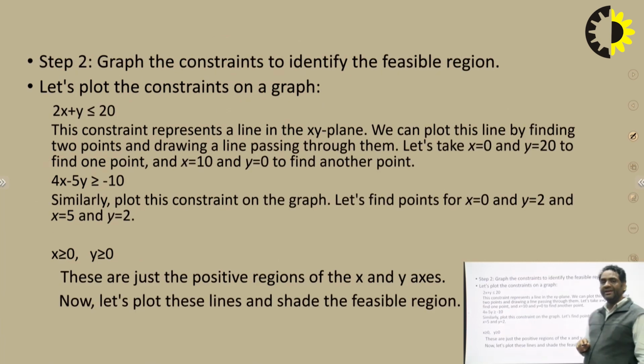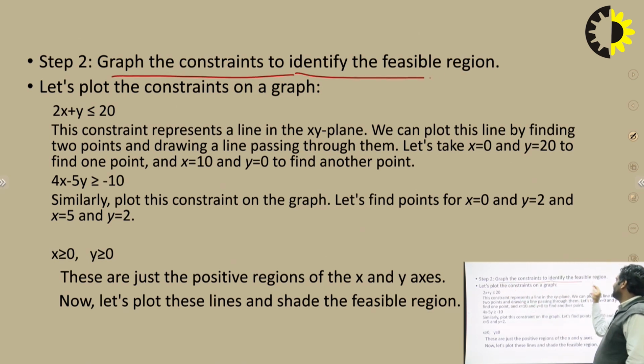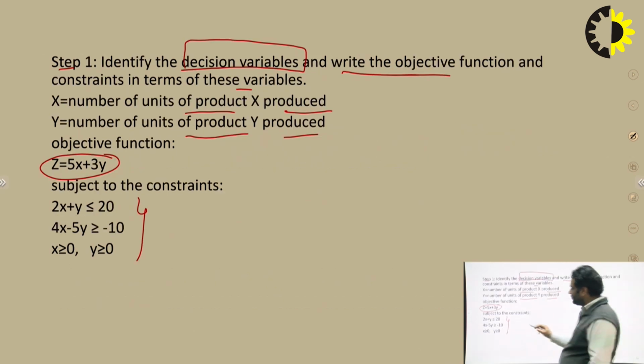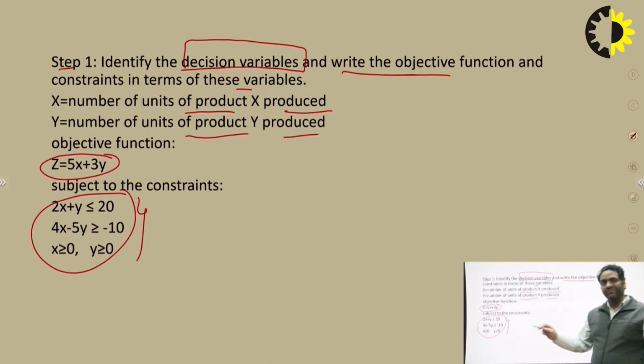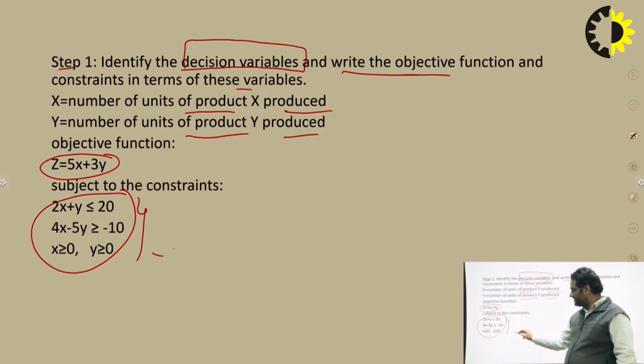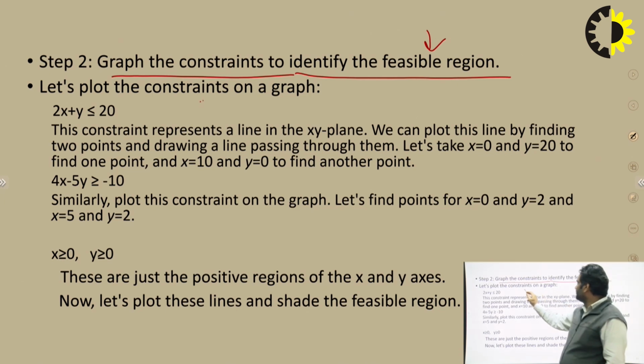Then we have the second step. What is the second step? We need to graph the constraints to identify the feasible region. In this problem, we have 4 constraints, so we need to plot the graph of these constraints, and then we have the feasible region. Let's plot the constraints on the graph.